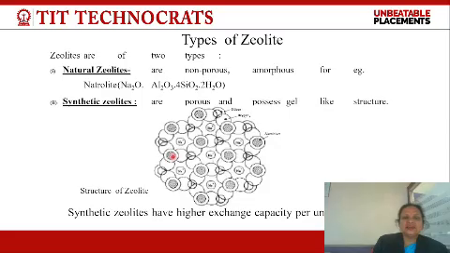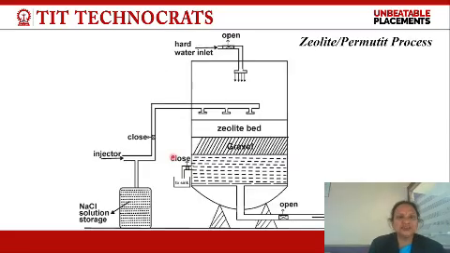You should also know synthetic zeolite have higher exchange capacity of cations. This is the zeolite softener. First we will discuss the softener. This softener is a cylindrical apparatus which has two inlets, one for raw water inlet, second for regenerator inlet. It has one outlet for salt water and a second outlet for sludge or waste.